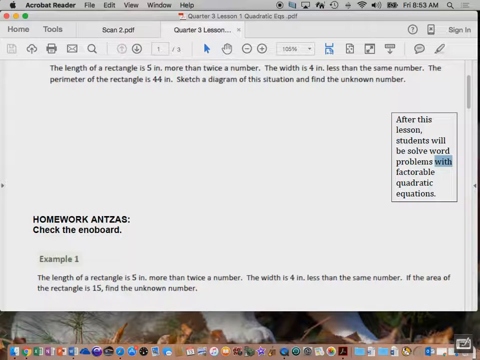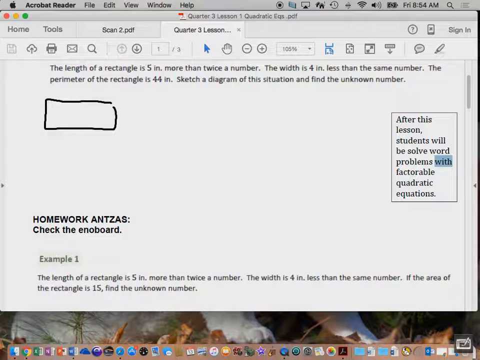The length of a rectangle is 5 inches more than twice a number. The width is 4 inches less than the same number. The perimeter is 44. Sketch a diagram and find the unknown number. So let's do some sketching. Such a sketchy problem.